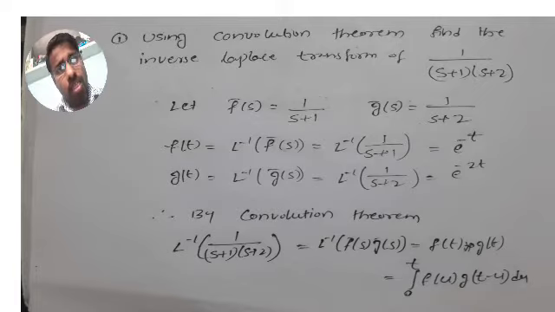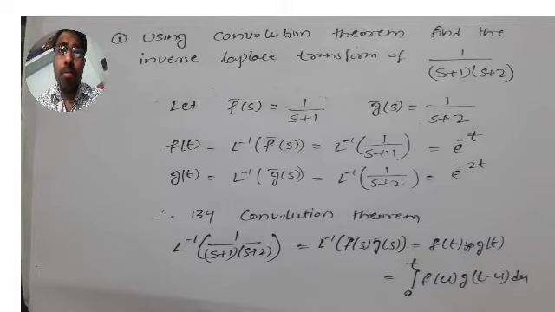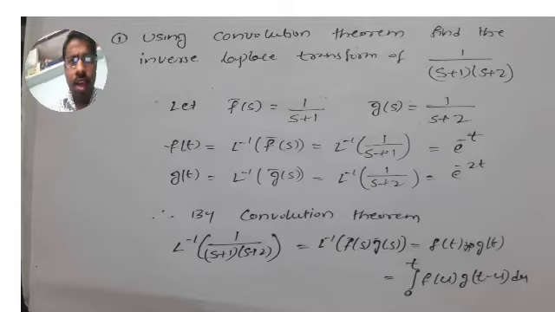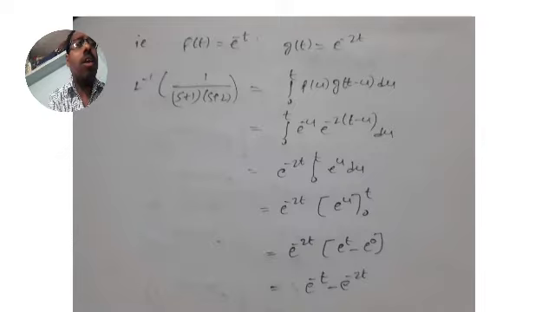So what you have to do is choose a very simple function as g bar of s. Very simple one, because you have to write g of t minus u. That's why choose a simple one as g bar of s and the other one as f bar of s. In the first problem, both are simple functions. Therefore, f bar of s I am taking as 1 by s plus 1 and g bar of s I am taking as 1 by s plus 2.